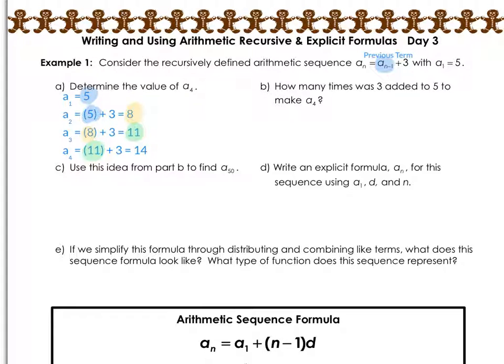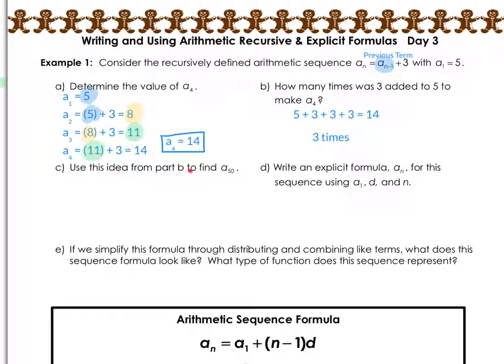So determine a sub 4. Well, a sub 4 equals 14. So the question is, how many times was 3 added to 5 to make a sub 4? Well, we had to add 3 to the 5 1, 2, 3 times.